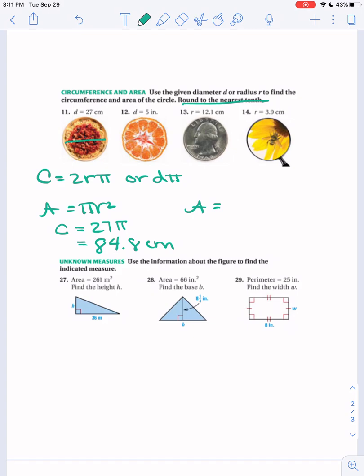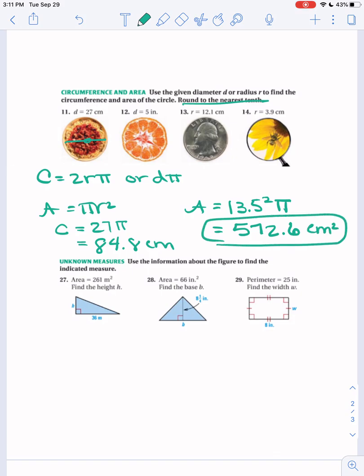If I do area, they give me the diameter is 27. I do need the radius in this case. So I'm going to cut 27 in half. It looks like I have 13.5 for my radius. I'm going to square it, multiply it times pi. So 13.5 squared times pi. Looks like my answer is going to be about 572.6. In this case, that's square centimeters, okay? You do need the radius for that one.